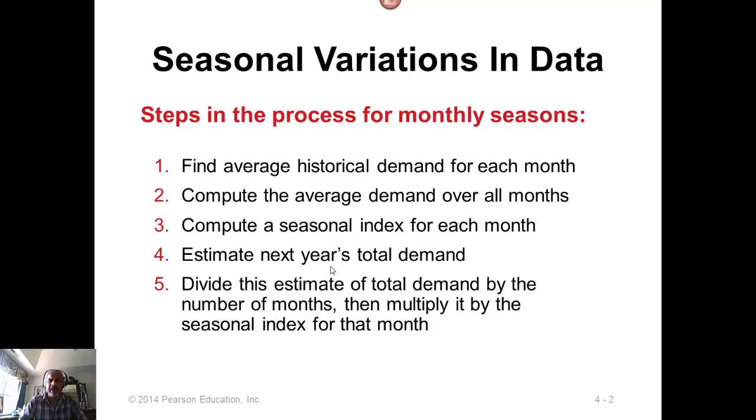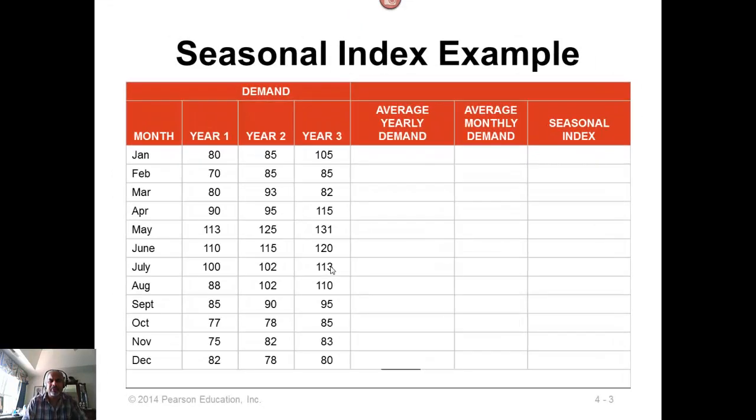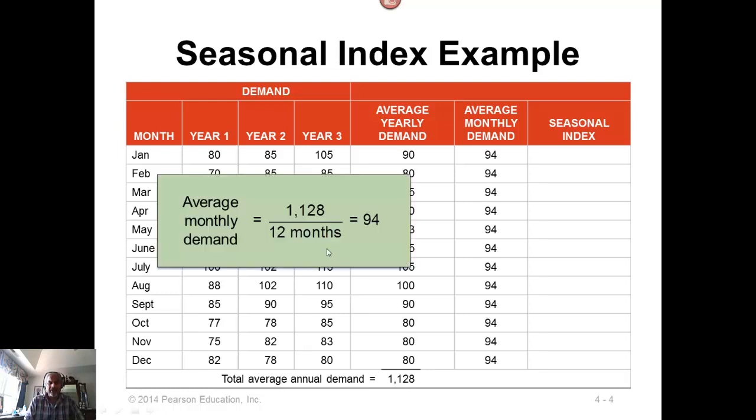So let's go through that now with a simple example. We have monthly data. Each month we have 3 years worth of data, year 1, year 2, year 3. So find the average for each month. January's average demand is 90, February's average demand is 80, and so on. This is the average of these 3 numbers. Now you average these averages, then the monthly differences will get averaged away. You take that 1,128 and divide by 12 months, you get 94. So 94 is the value that is stripped off all the seasonality.